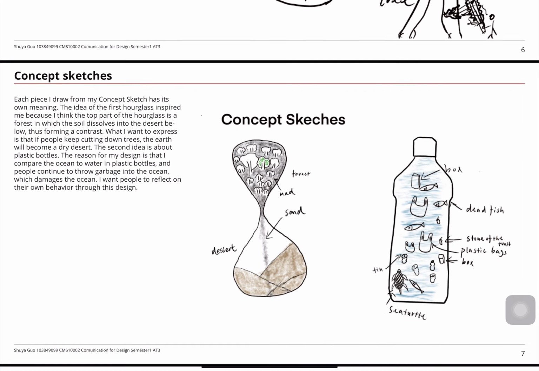The second concept sketch. The idea of the first hourglass inspired me because I think the top part of the hourglass is the forest, and the soil dissolves into the desert below, thus forming a contrast. What I want to express is that if people keep cutting down trees, the earth will become a dry desert.